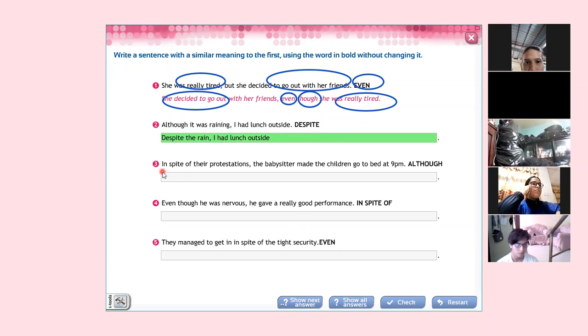Joel, continue with number 3. Okay. In spite of their protestation, the baby sister made the children go to bed at 9 p.m. Okay? How would the sentences be? In spite, although, I don't know. No, how, although, sin embargo. Oh no. To go children to bed at 9 p.m.